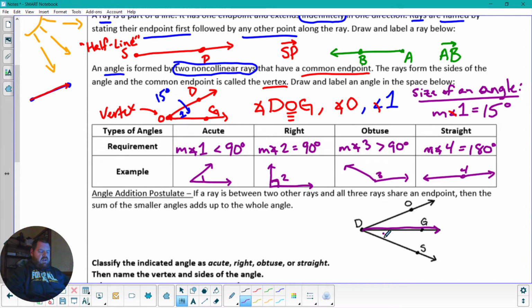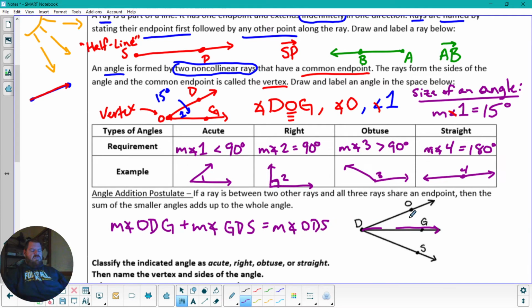So I'm not going to use angle 1 and angle 2; I'm going to use the 3-letter combination to name these. The main thing I want us to see, especially in this picture, because I have points and everything: let's call the small one on top ODG. The measure of angle ODG plus the measure of angle GDS is equal to the measure of the whole angle, ODS. Very similar topic from yesterday, and that's the main thing we're going to use today.